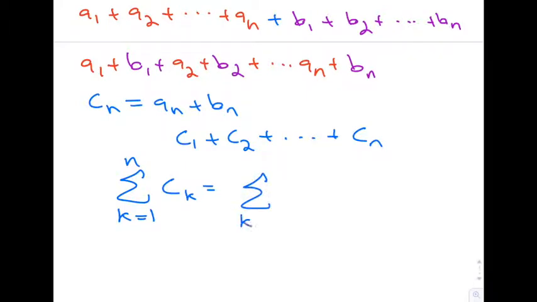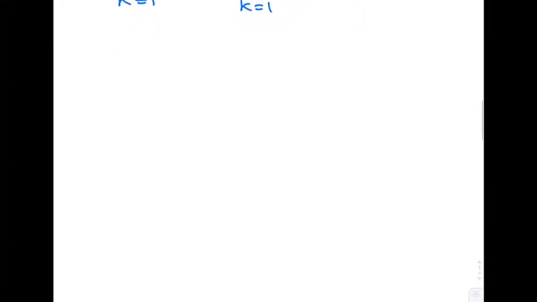Well, we just substituted something in, right? This is going to equal the sum from k equals 1 to n of a sub k plus b sub k. So this is just saying that the addition of two sums is the sum of the addition of sequences. So this is really convenient for us. This helps simplify a lot of solutions. Let's look at one more thing before we move on to formal definitions.